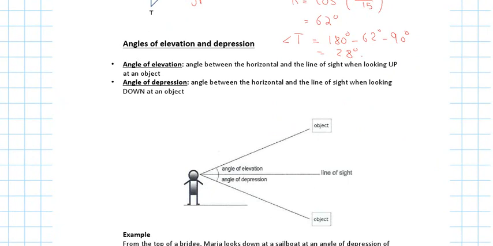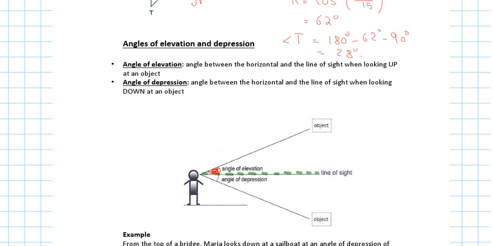And that angle that I have here is the angle of elevation. Okay? So this is the line of sight, and then, looking up at the object, this is the angle of elevation. Okay? And if I'm looking down, it's the same idea. Out of the line of sight, down to the object, that's my angle of depression.